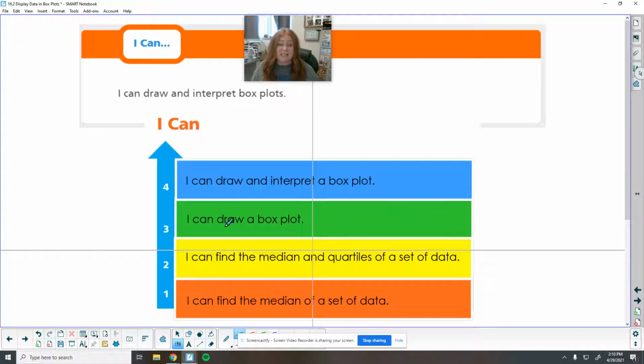Our goal today is that we are going to be able to draw a box plot. We've talked about dot plots, histograms. We're going to do a box plot today. This sounds really nerdy, but these are actually one of my favorite things to do in math. I think they're kind of fun. If you can find the median and the quartiles, which we'll talk about, of the data, that's the 2. And then if you can draw it into the plot correctly, that's the 3. And then if you can understand what that is telling you, that's the 4.